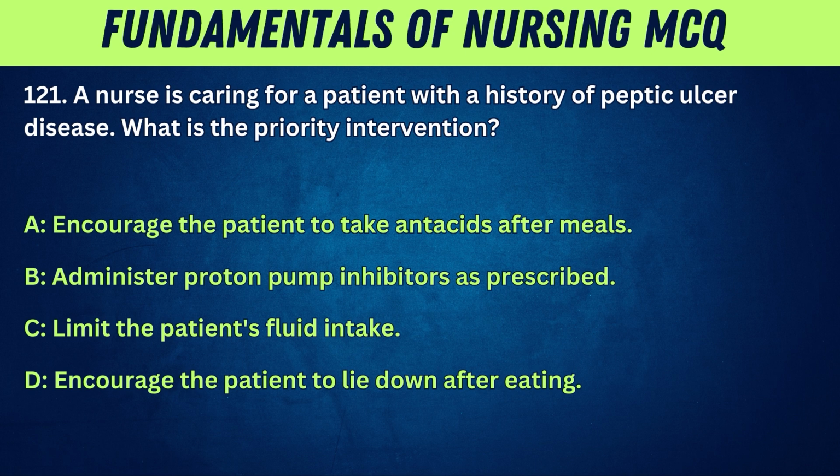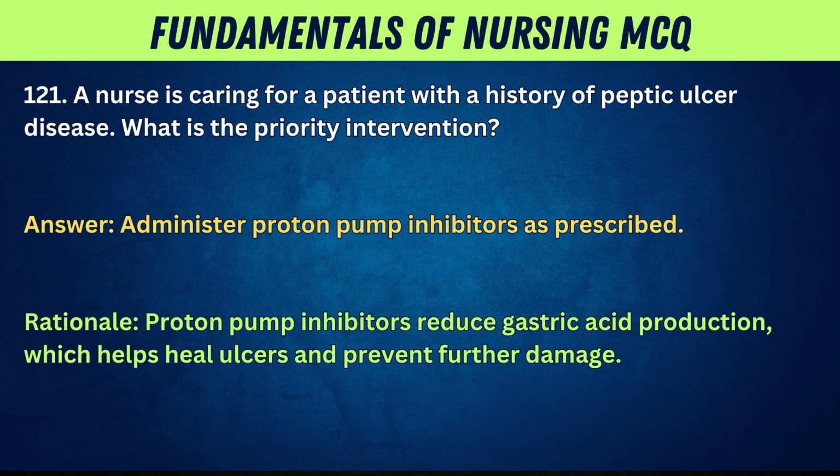121. A nurse is caring for a patient with a history of peptic ulcer disease. What is the priority intervention? A. Encourage the patient to take antacids after meals. B. Administer proton pump inhibitors as prescribed. C. Limit the patient's fluid intake. D. Encourage the patient to lie down after eating. Answer: Administer proton pump inhibitors as prescribed. Rationale: Proton pump inhibitors reduce gastric acid production, which helps heal ulcers and prevent further damage.